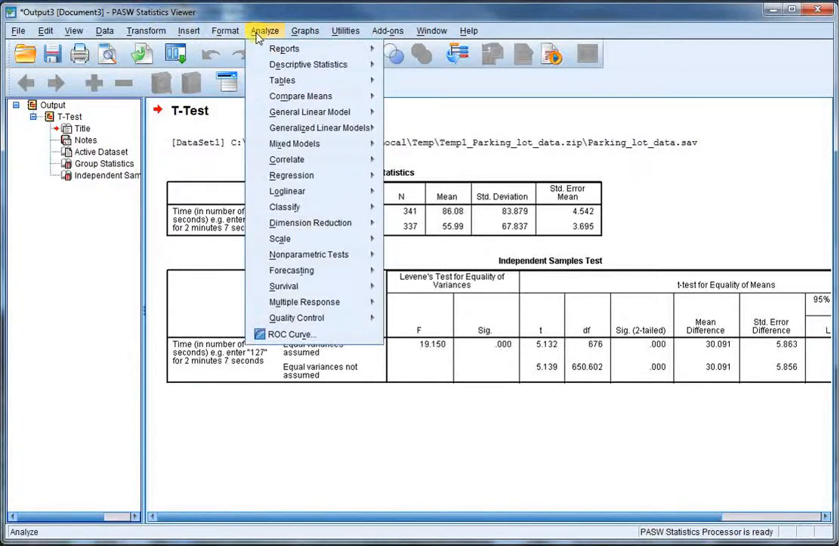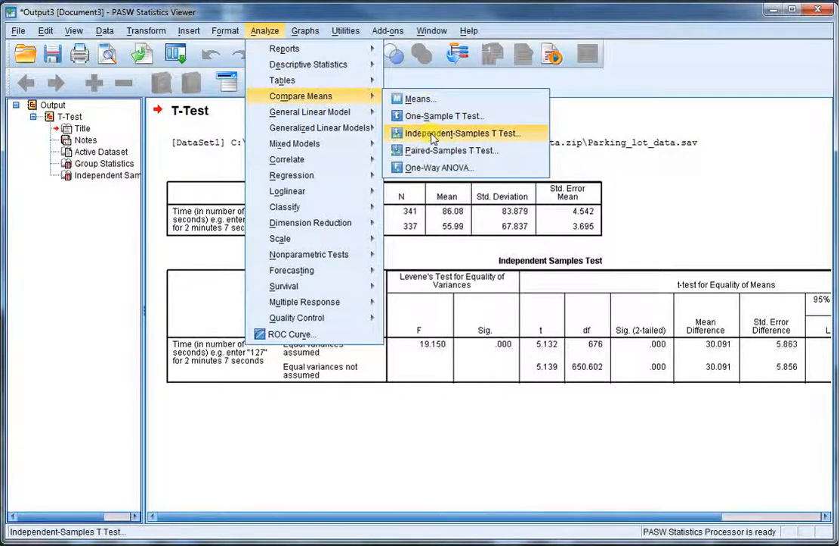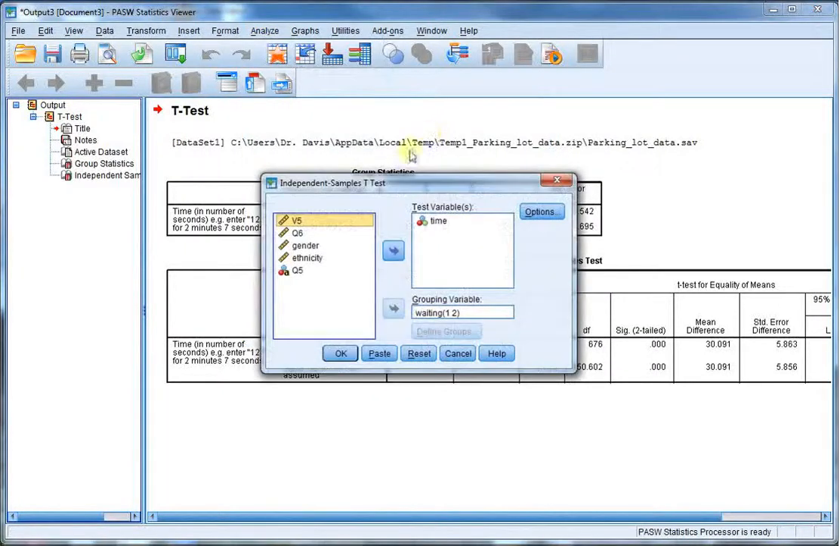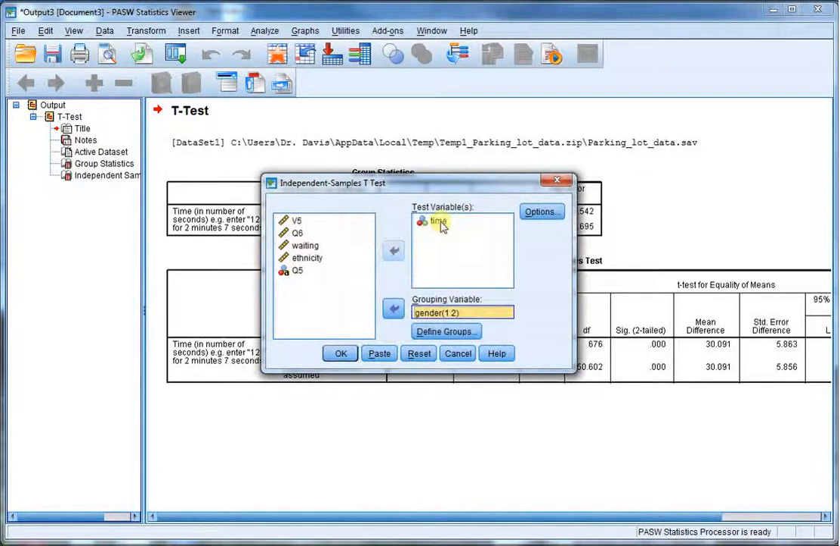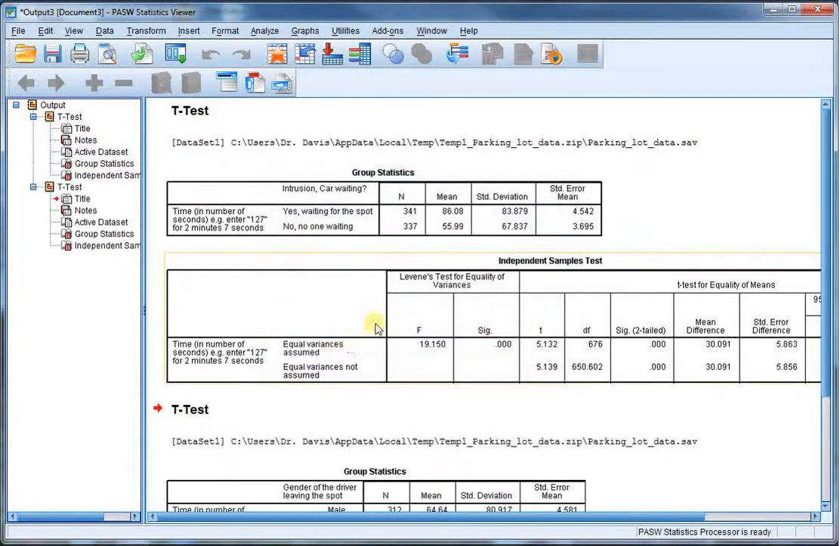So again, we're going to go to Analyze, Compare Means, and Independent Samples t-test. Instead of having our grouping variable being waiting, we're going to change this grouping variable to be gender. We're going to give it the same codes: 1 for male, 2 for female. And time is still our dependent variable. We're going to click OK.